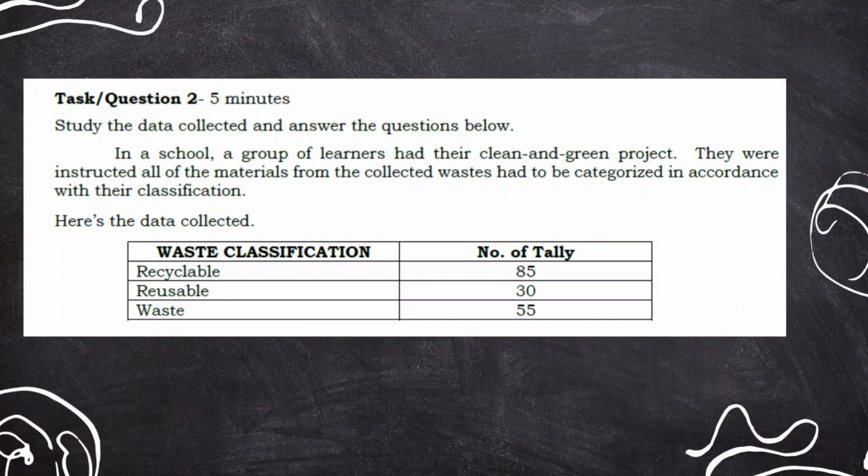Now, study the data collected and answer the questions below. In a school, a group of learners had their Clean and Green project. They were instructed that all of the materials from the collected waste had to be categorized in accordance with their classification. Here's the data collected. For the waste classification, we have the recyclable, reusable, and waste. The number of tally is 85, 30, and 55.